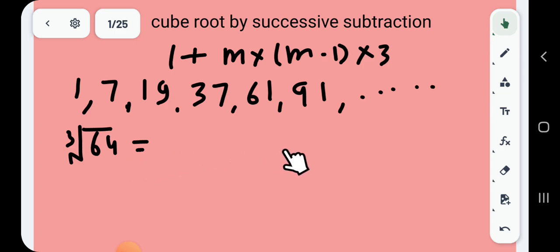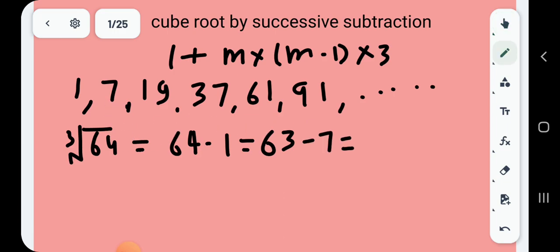Let me subtract. At first I subtract 1 from it: 64 minus 1, the first number. So I get 63. Then the next number is 7. If I subtract 7 from it, I get 56. Correct. Then the next number is 19. Subtract 19 from it and I get 37. Then the next number is 37. Now subtract 37 from it, and you get 0.